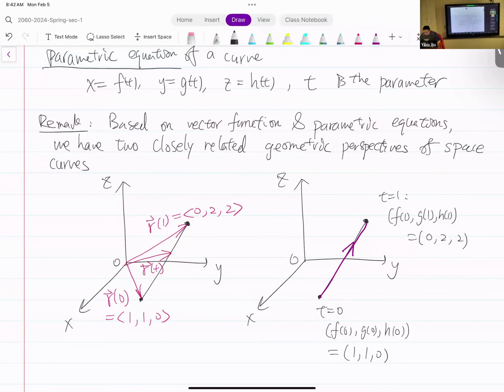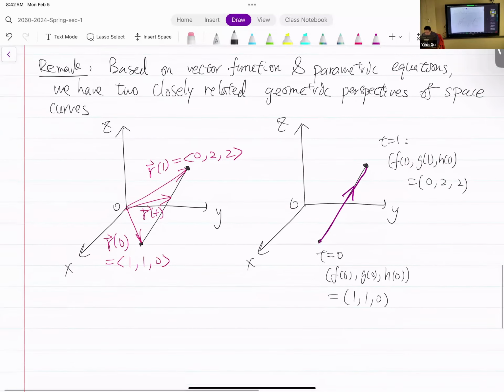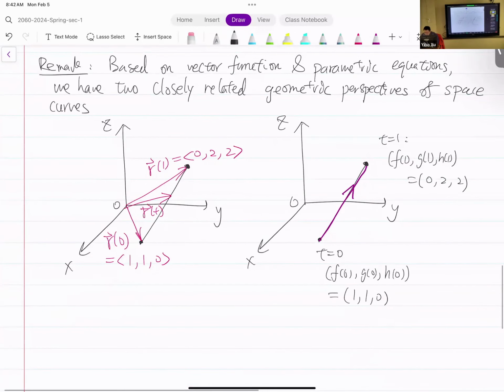So the difference here is that you are using angle brackets for the vector function and round brackets for the parametric curve, and the notation is a bit different. Okay. So this is the vector function on the left hand side, and the parametric equation on the right hand side.